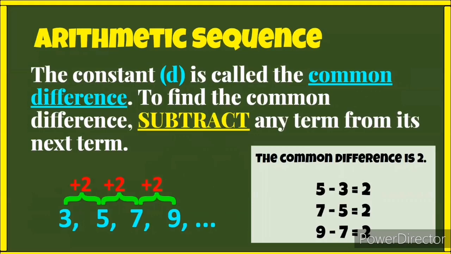Can we find the next terms for this sequence? In order to find the next terms, we just add the common difference to the last term. Example, if our last term is 9, to get the next term, we just add 2. Therefore, the next term must be 11, followed by 13, and so on.